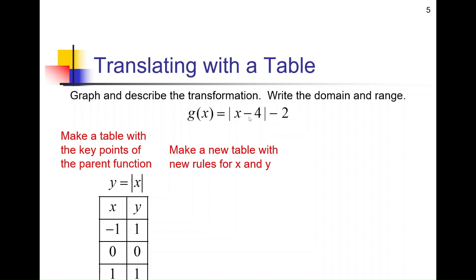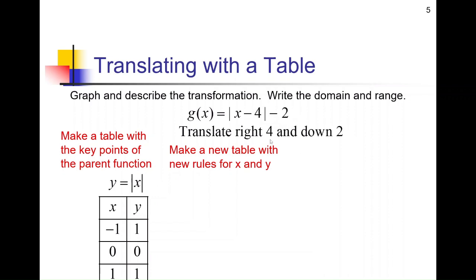Well, since it's an inside change, it's a left-right change. And since inside changes are inverse of what you expect, subtracting 4 actually translates us 4 to the right. Now this minus 2, it's an outside change. That means it's an up-down change, and it's exactly what you expect. So subtracting 2 outside really means going down 2.